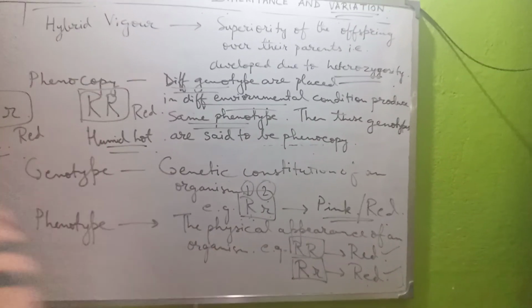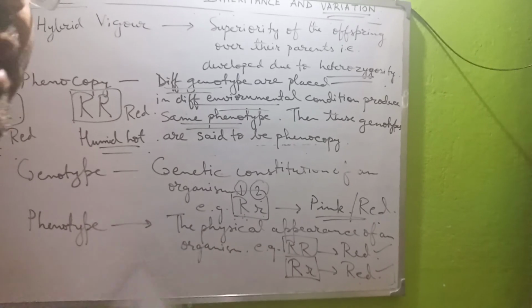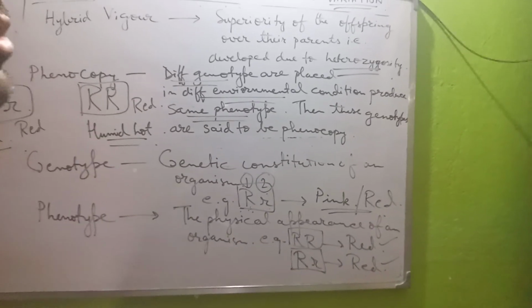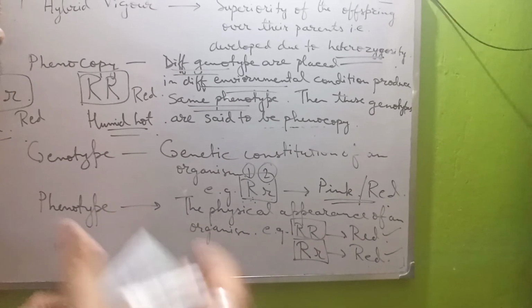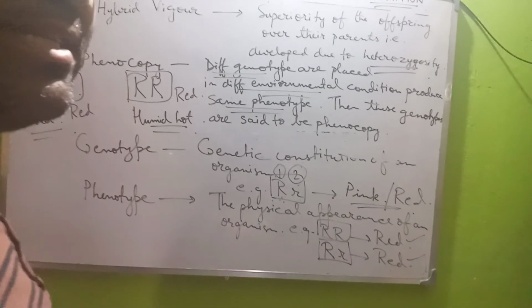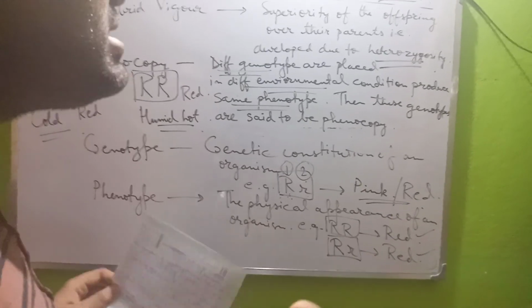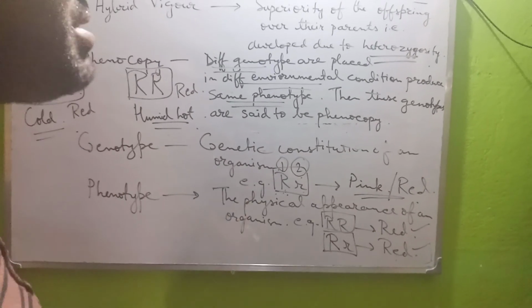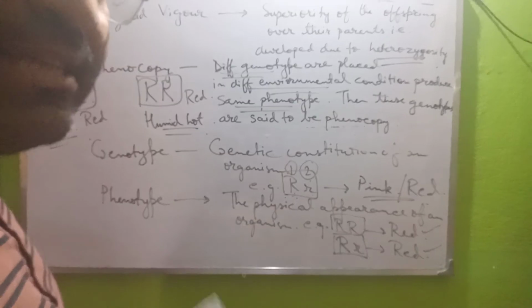This is the introduction to principles of inheritance and variation that we have talked about today. My next video will be on the genes and alleles, how they are being formed, and what the concept of dominant and recessive is. We will be talking about that in the next class.